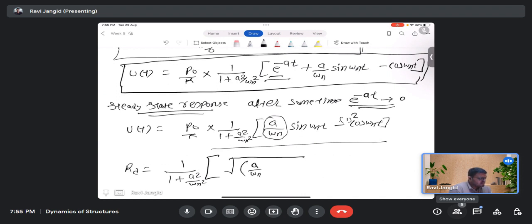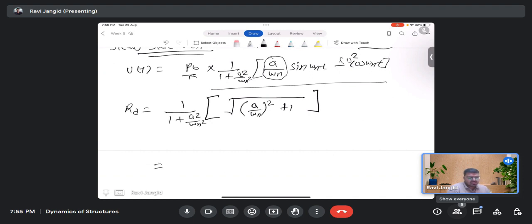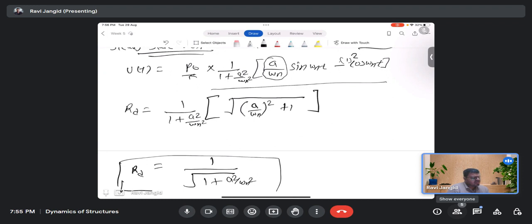So that would be a by omega n square plus 1. So if you simplify this, you will get 1 over square root of 1 plus a square by omega n square, RD. This is your steady state response solution.